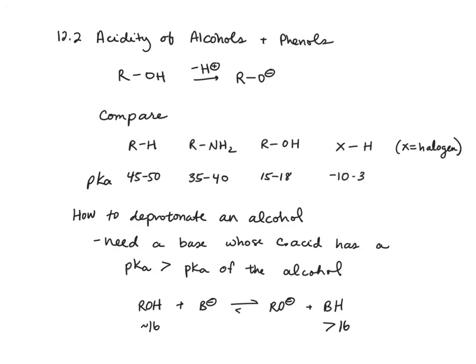Okay, section 12.2 talks about the acidity of alcohols and phenols. You've already covered this content in the chapter on acids and bases, so this should all be a review to you. We know that alcohols are deprotonated, they lose a proton, and then this is called an alkoxide. If you had a phenol that was deprotonated, then this would be a phenoxide.